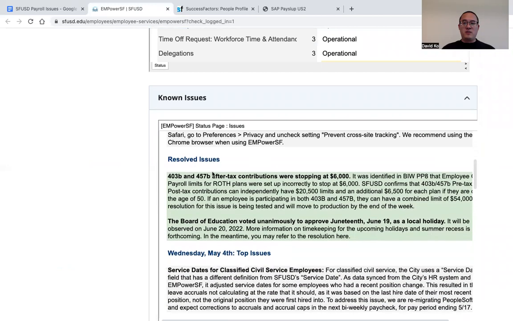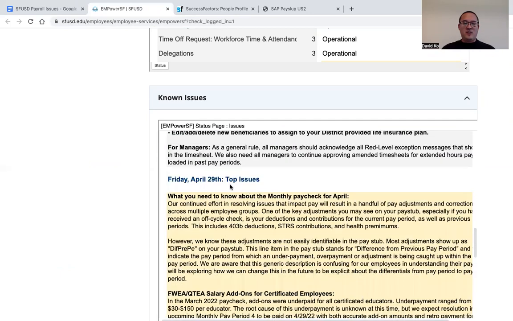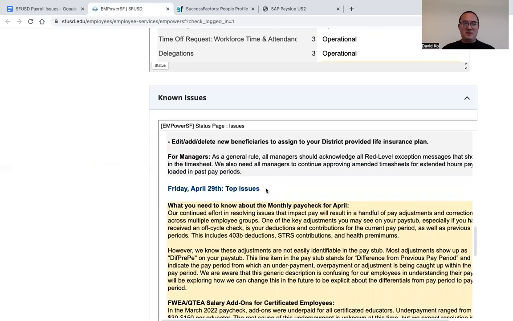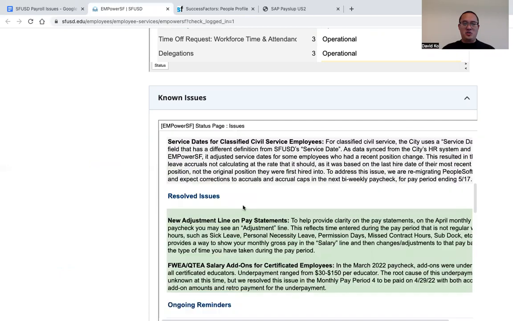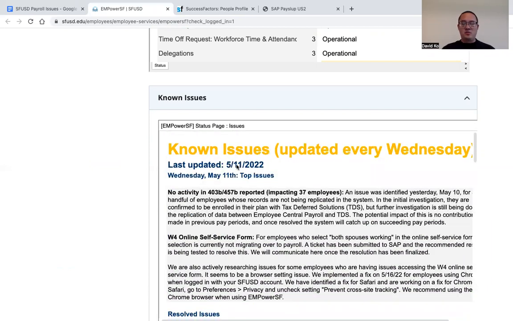You'll note that the April payment, which was made on April 29th, they did not mention anything about those. Instead, that information showed up here in the May 11th one. So there was a week and a half, 2 weeks of uncertainty and a lack of information.